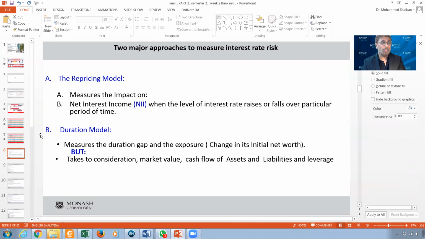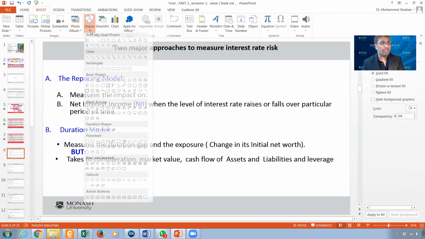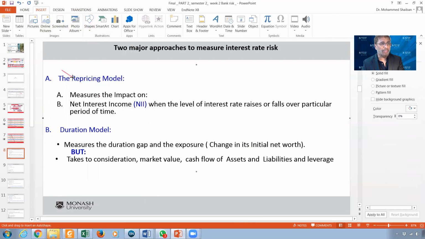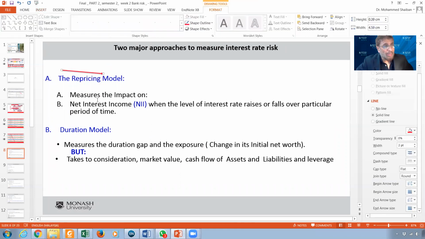But then to measure it, we have 2 models. One model, and this is what we're actually going to do for the rest of those slides. One called the pricing model, and the other one called the duration model. We will start with the pricing model. The repricing model measures only the impact on net interest income. It takes care of that one. So when the level of interest rate raises or falls over a particular period of time, net interest income can change, and the repricing model can measure how much that.